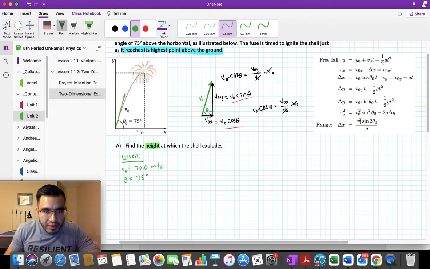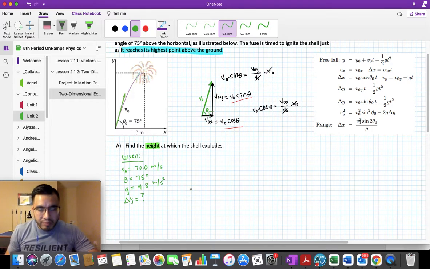is 75 degrees. We have acceleration due to gravity, 9.8 meters per second squared. And we're trying to find delta y, which is our unknown. We have these four. Since we're looking at the y-axis, we have displacement along the y, which is the height, and acceleration due to gravity, which is down, that's the vector.